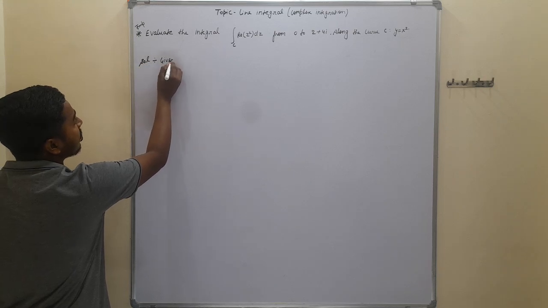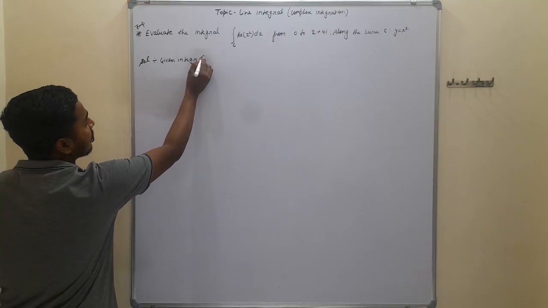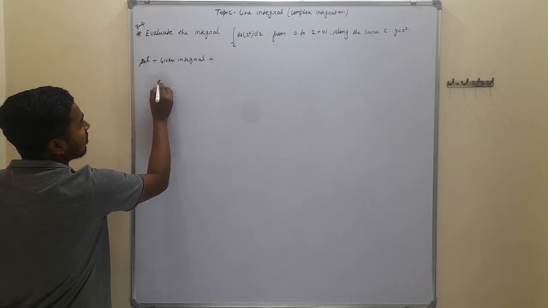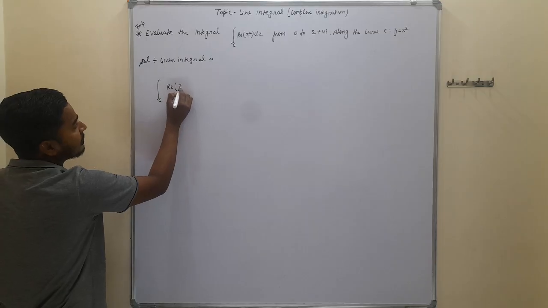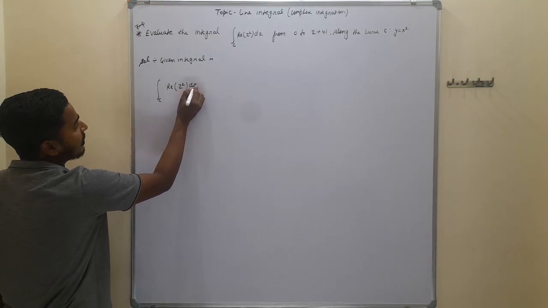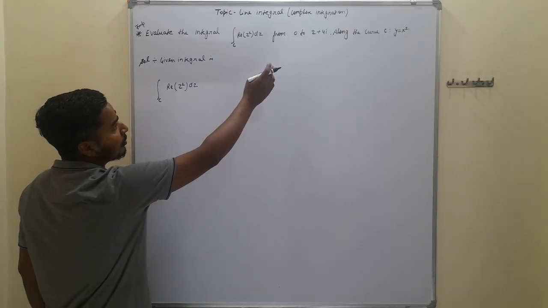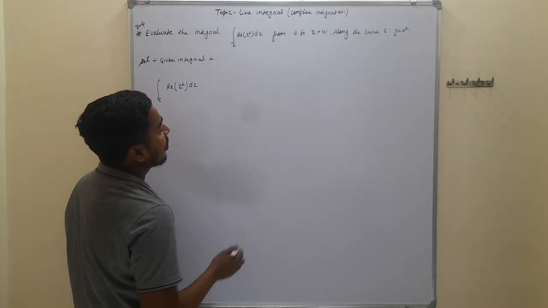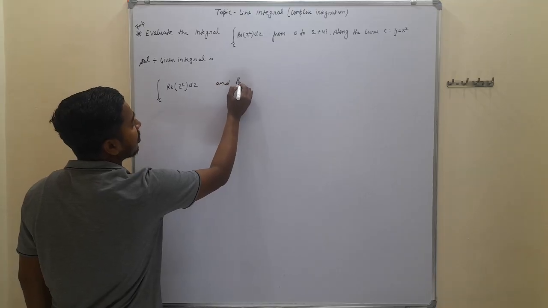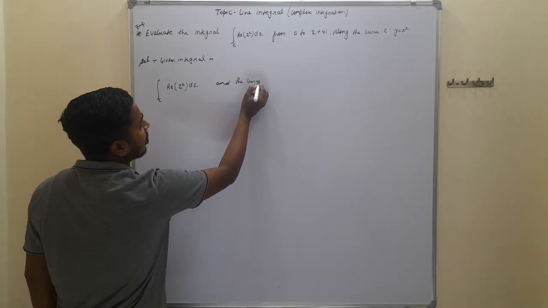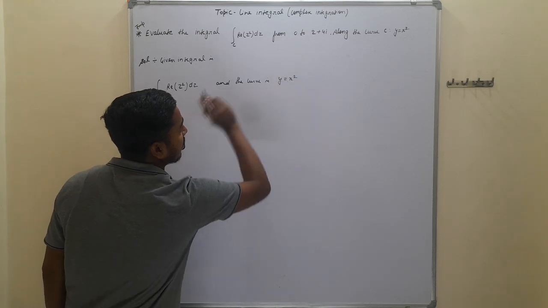Given integral is closed integral real part of z square dz, and the limit is given by 0 to 2 plus 4i, and the curve is y is equal to x square.